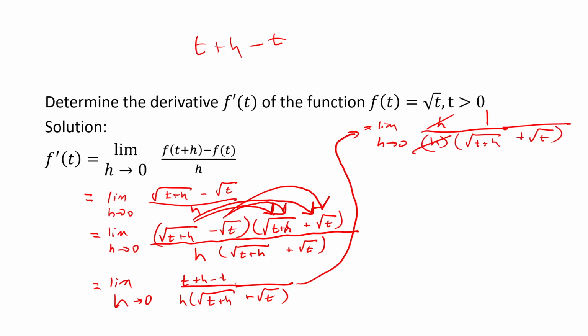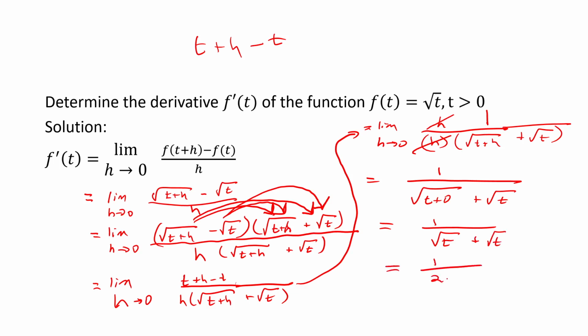And so I can now plug in an h value of 0. I get 1 over the square root of t plus 0 plus the square root of t. Obviously, the square root of t plus 0 is the same as the square root of t. And the denominator root t plus root t is 2 root t. All right, so that is the derivative formula, f prime of t. This answers the question. F prime of t equals 1 over 2 root t.